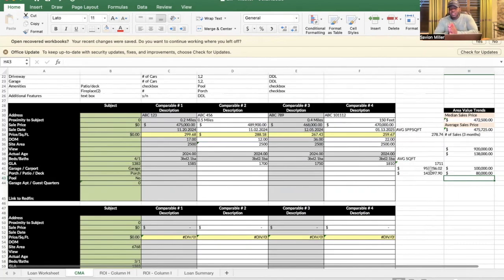If you don't have access to the MLS, you can use Redfin, but just get with a realtor. You can send them this. Hey, I use these comps. These are the best comps that I found. Do you mind running the CMA for me? And you can kind of look and compare. You can kind of use their CMA and input. That's the important thing.